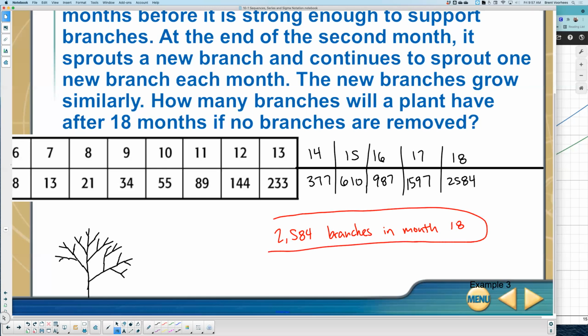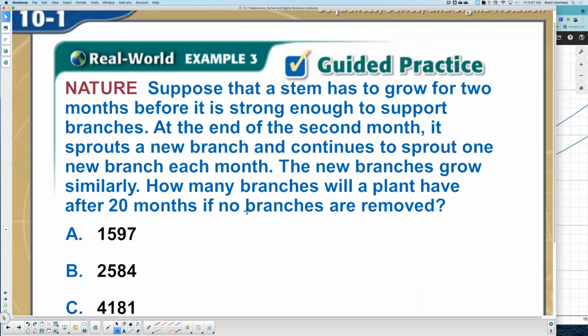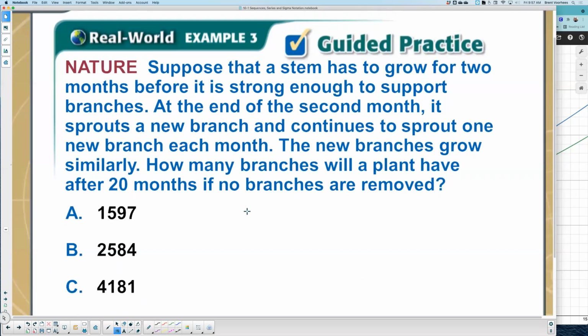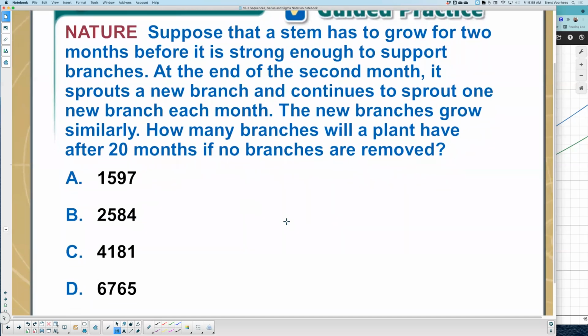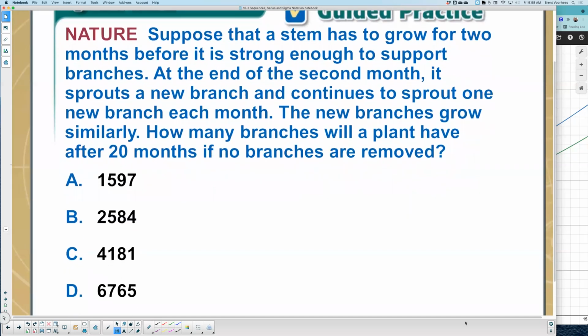All right, so I told you, I hope you wrote that down. Why did I tell you I hope you wrote this down? The next question, because your DOL, you need to find in month 20 what the answer is. DOL number 3.